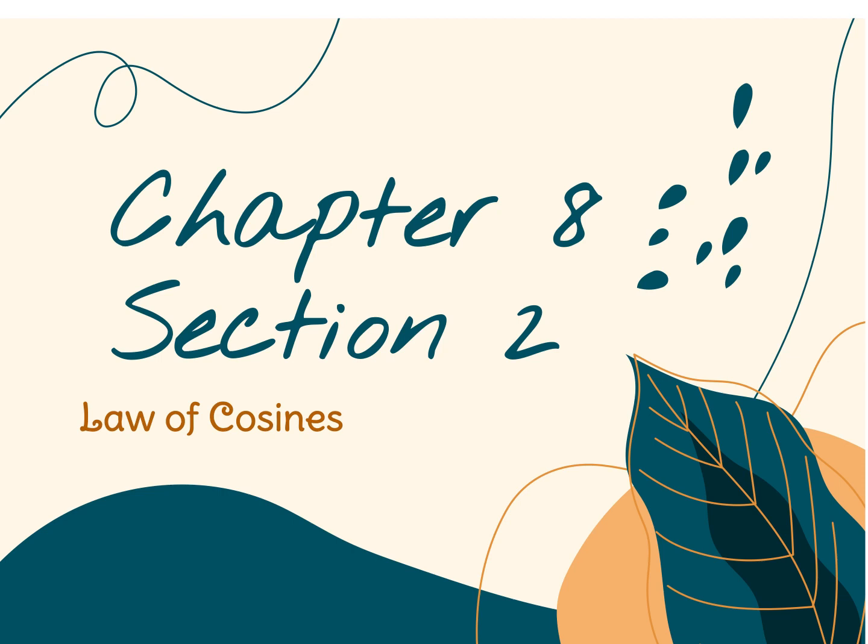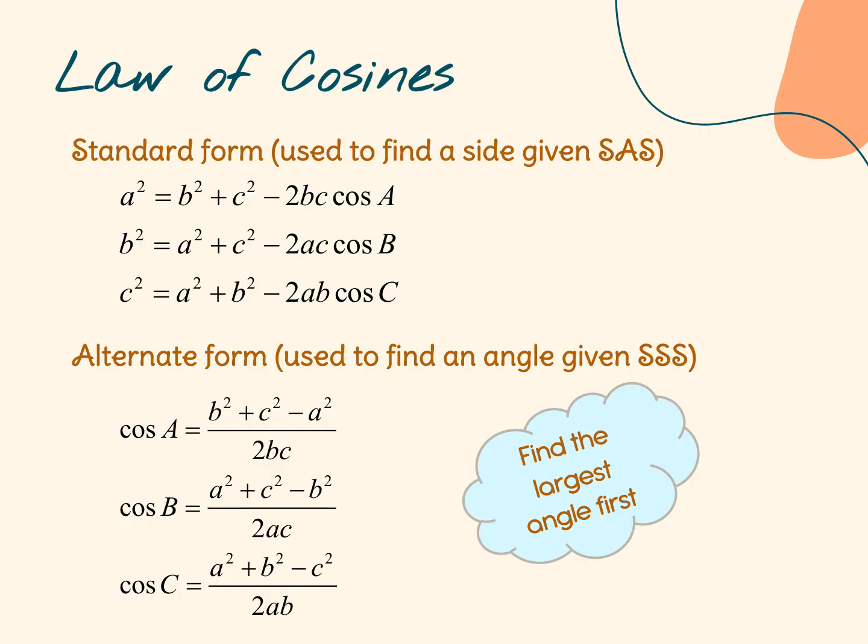Okay, so today we're going to cover Chapter 8, Section 2. Today we're going to learn the law of cosines. So again, it's a formula that we're going to be plugging in the numbers for. So the standard form, when you're given side angle side, so two sides and the included angle, it's not the ASS scenario, it'll be the angle that's included.